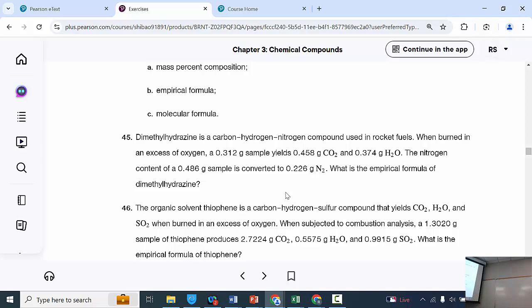And so this is a weird problem because here they burn the sample and they get the carbon dioxide and the water. From the carbon dioxide and the water, they can figure out how much carbon they have and how much hydrogen they have. But nitrogen's different. When you burn nitrogen, it makes a mess. You get all kinds of oxides of nitrogen. And so what they do is they have to do further processing.